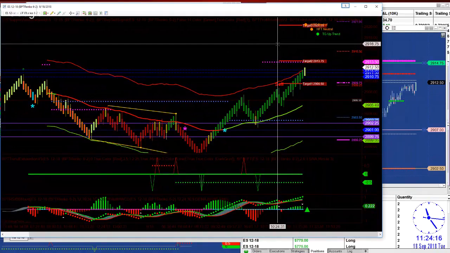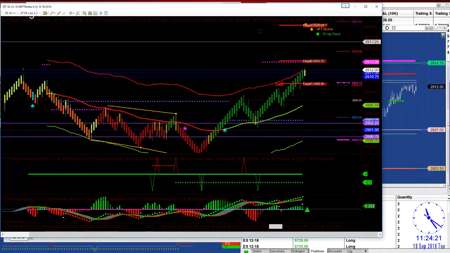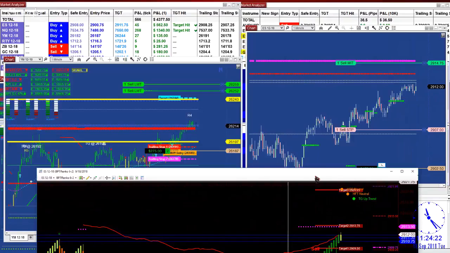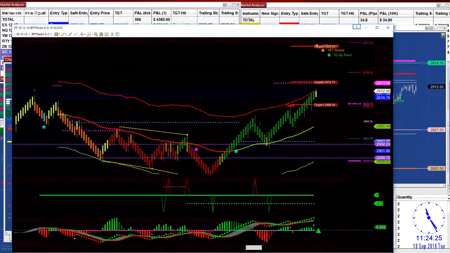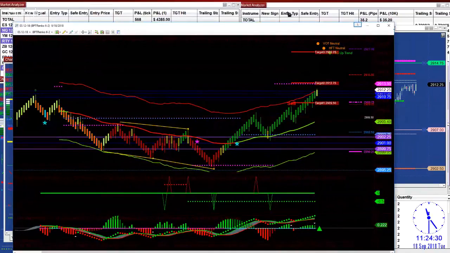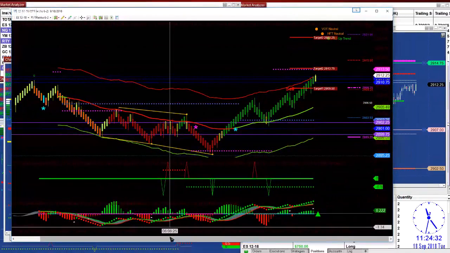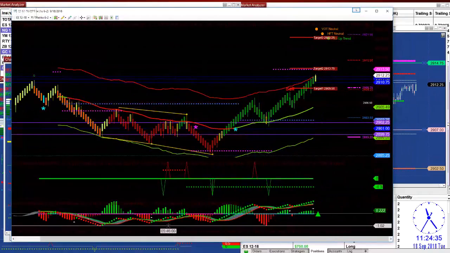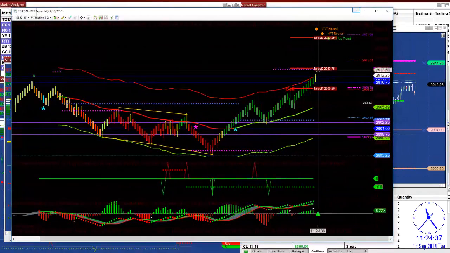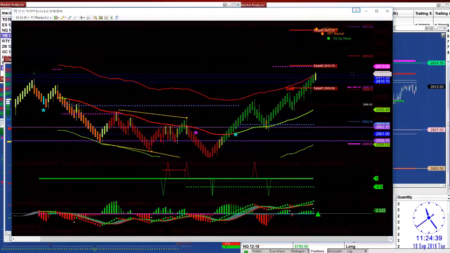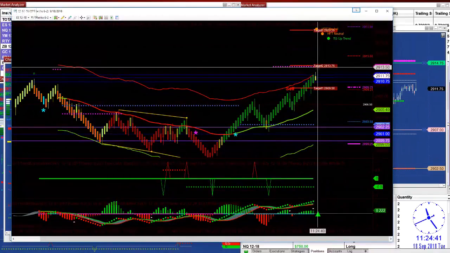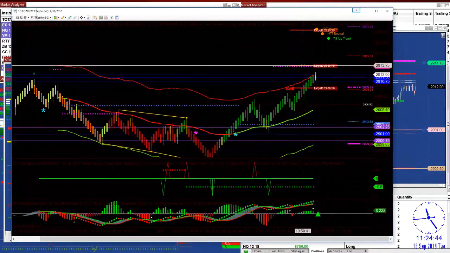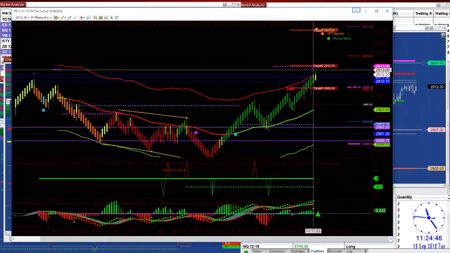There we go. Look at it, folks. This is target two and target three. It is not for you. It's too complicated for you. So let's stay on the target one and the target two. And what will happen right now on the 13 level? Profit taken. Watch this market.